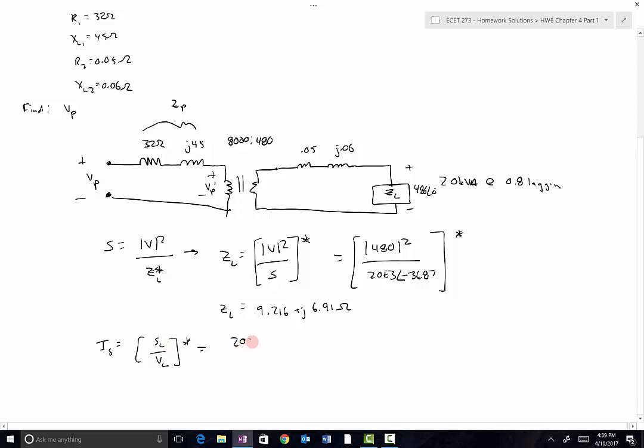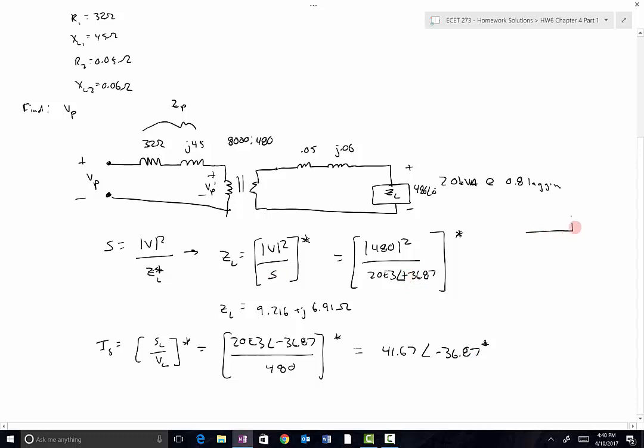So again, I'm at 20 e to the third at an angle of negative 36.87. I need to divide that by 480. Then I take the complex conjugate of that to get my current, and I got 41.67 at an angle of negative 36.87 degrees, which I just noticed this is a mistake right there. That should be a plus.